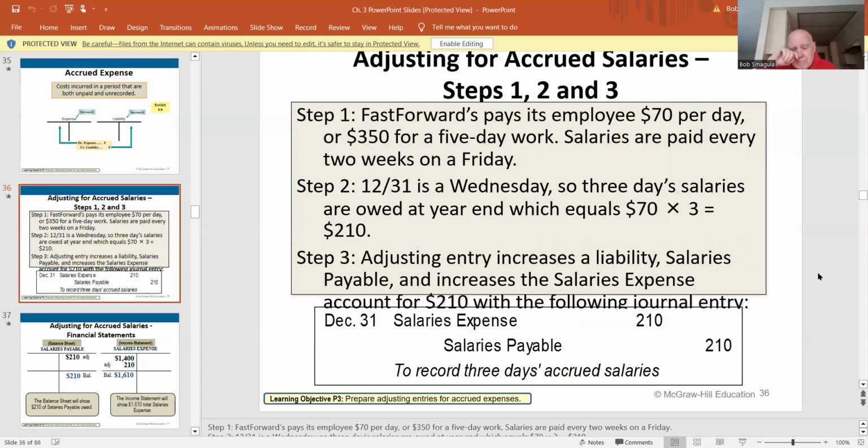They're going to start us off with an accrual that you will probably catch on to, I hope. You're all working people out there one time or another. Probably most of you are working right now as you go to school, which is great. Fast Forward pays its employees $70 a day. It's a 5-day work week, and they pay every 2 weeks.